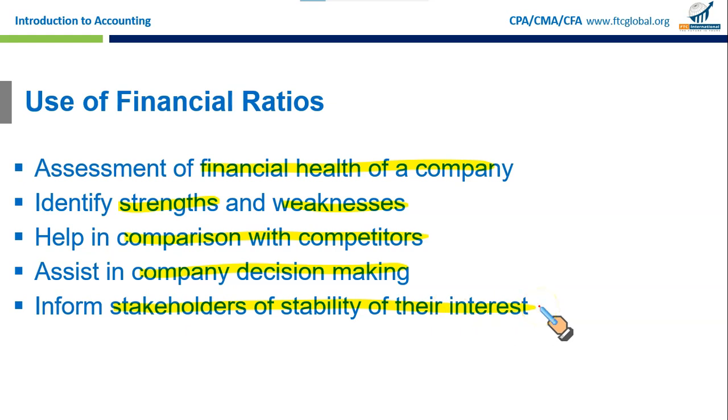For example, it will provide information to shareholders regarding profitability. It will provide information to bankers regarding solvency and payments on time. It will also provide information to suppliers to decide whether they should continue supplying us goods and services and credit. And it will also provide information to employees on whether they should continue working or look elsewhere for a job.